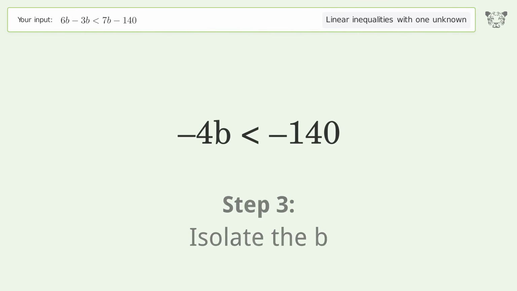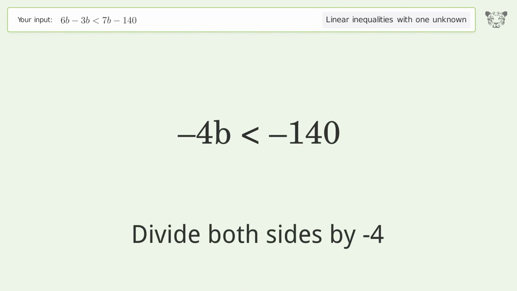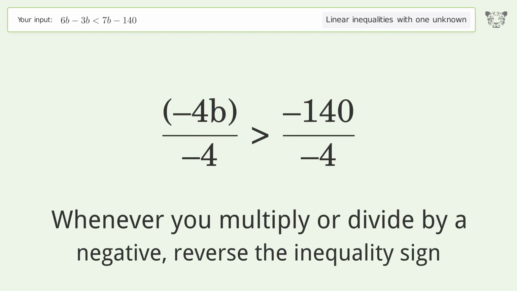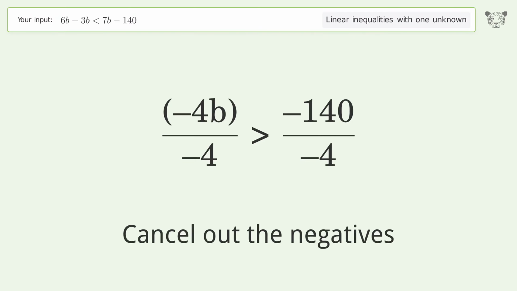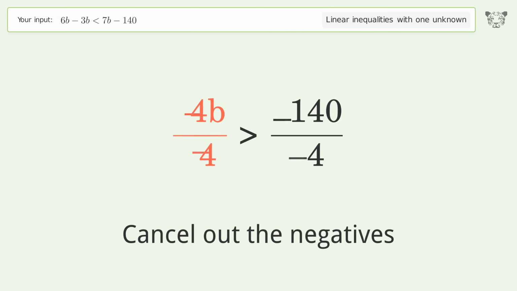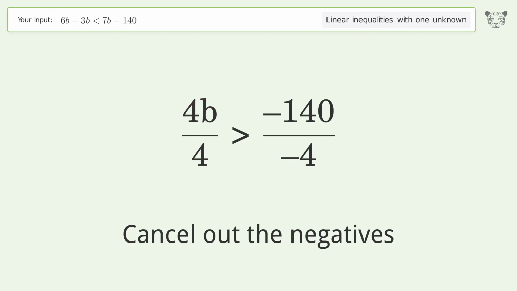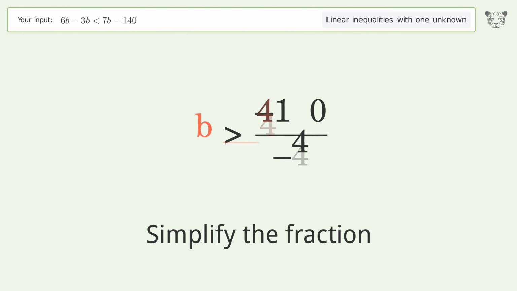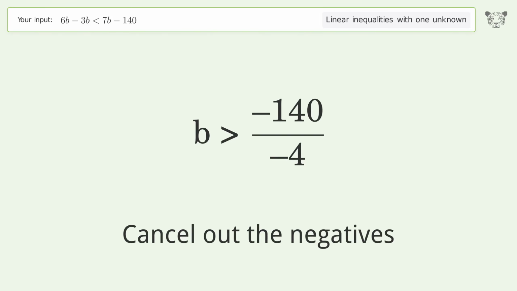Isolate the b. Divide both sides by -4. Whenever you multiply or divide by a negative, reverse the inequality sign. Cancel out the negatives. Simplify the fraction. Cancel out the negatives.